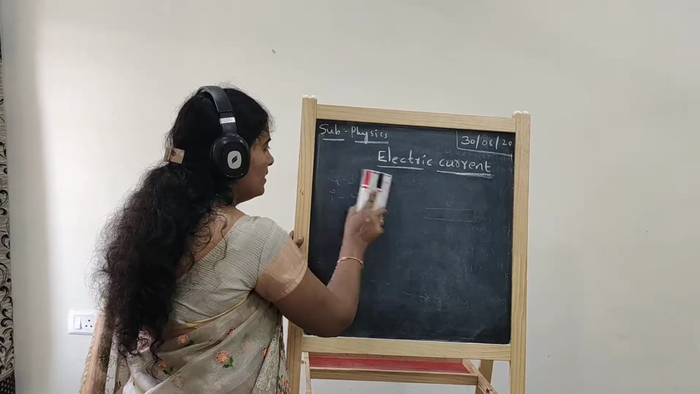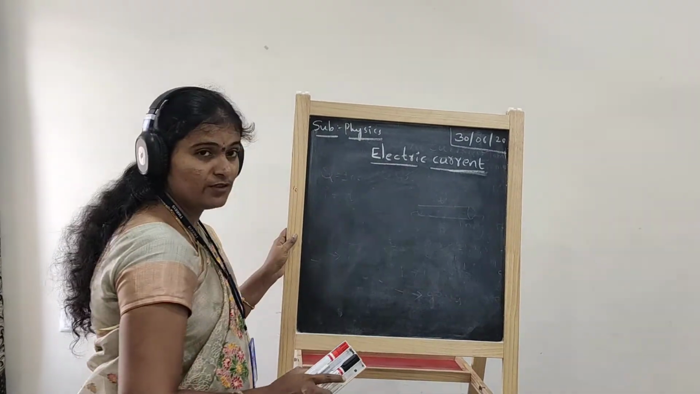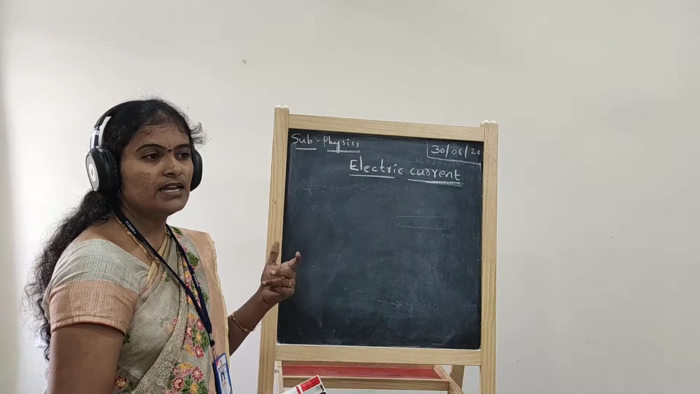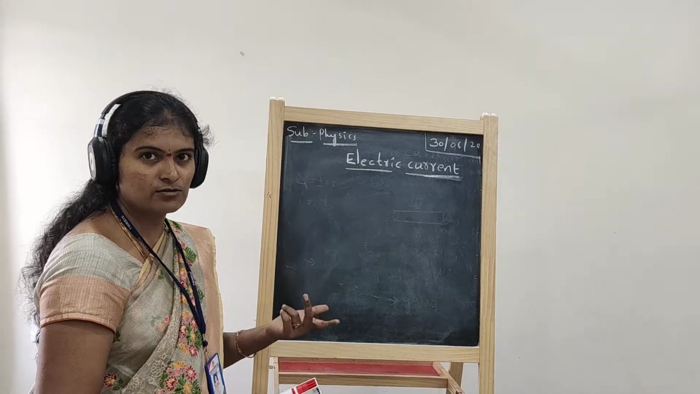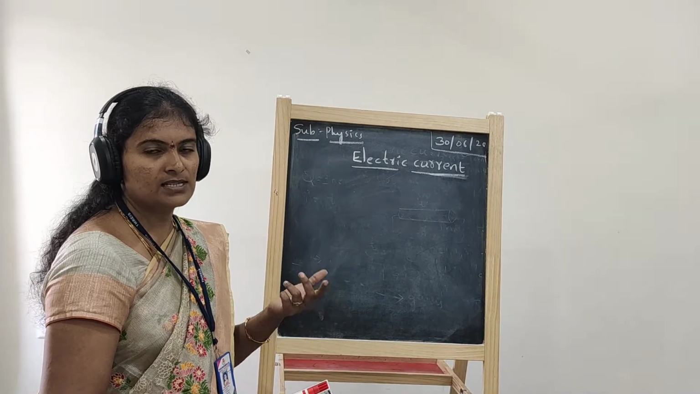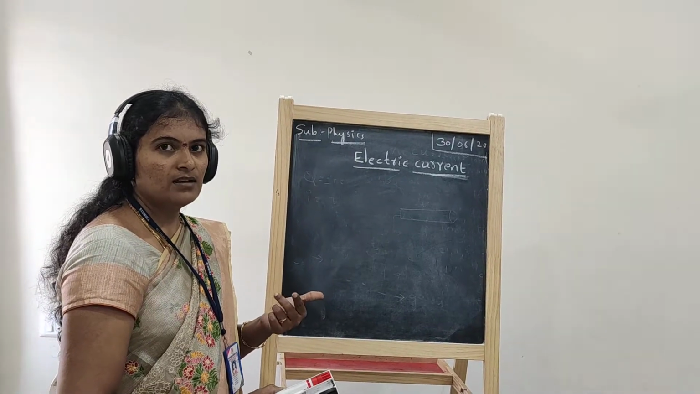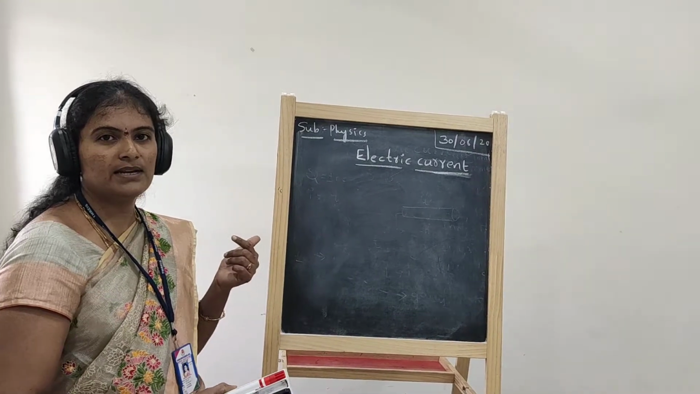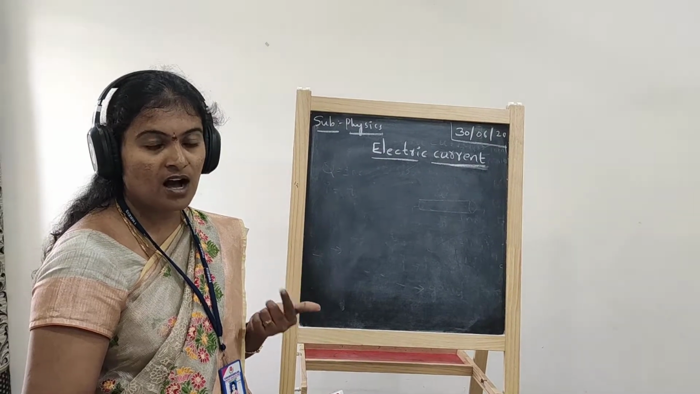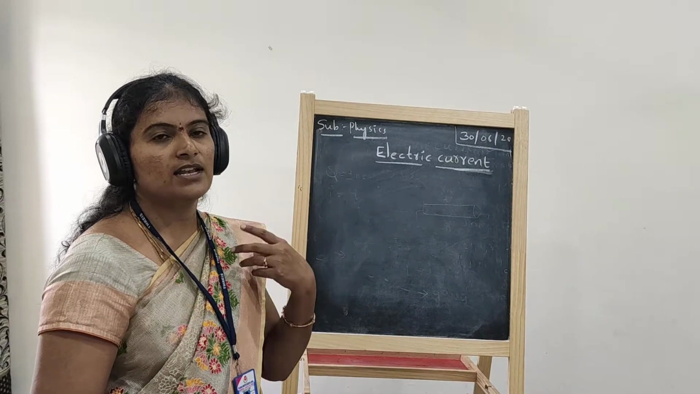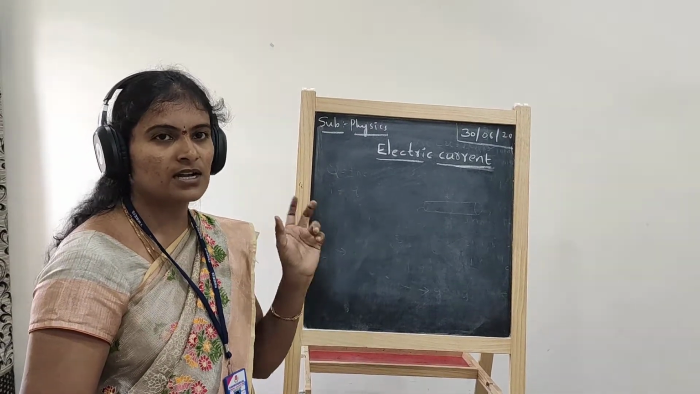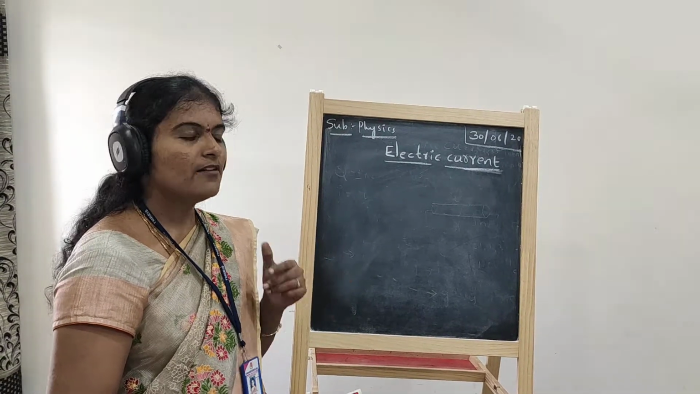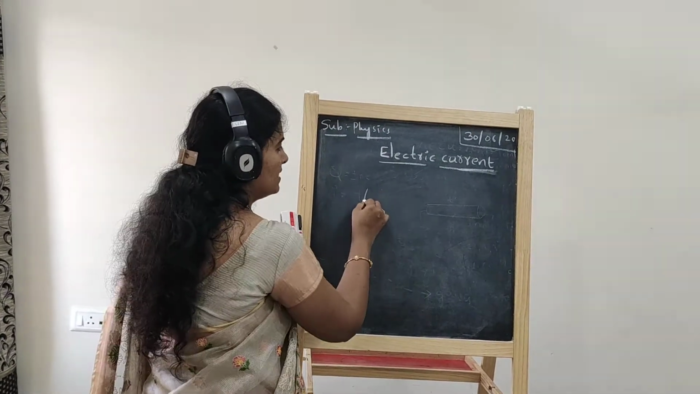For example, if you take a conductor, what is the definition of the conductor? It has many loosely bound electrons in the outermost shell. The substance which has many loosely bound electrons in the outermost shell, and those electrons participate in the conduction phenomena, or the substance which allows electricity through it easily, is called a conductor. The examples of conductors are all metals.